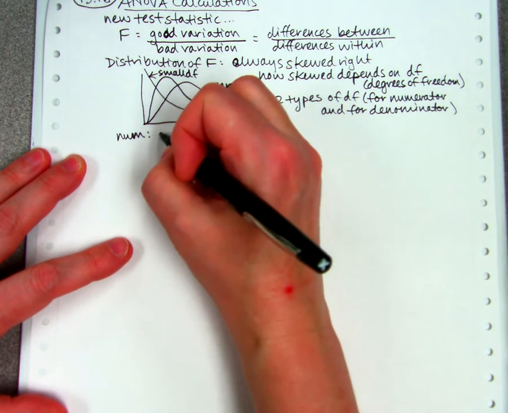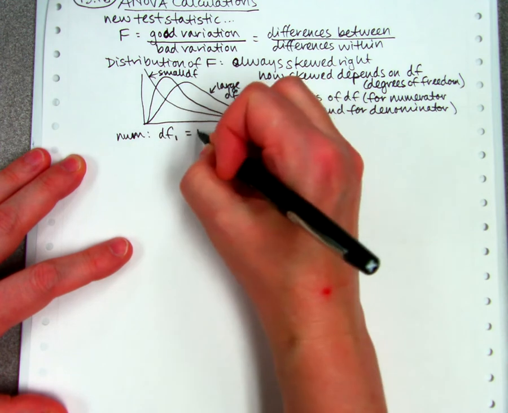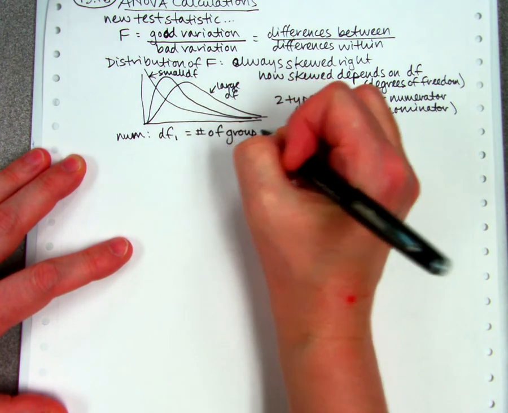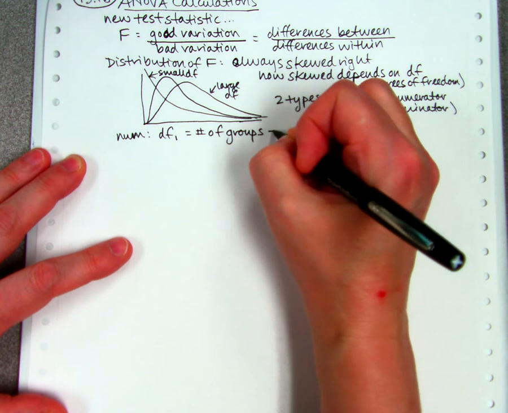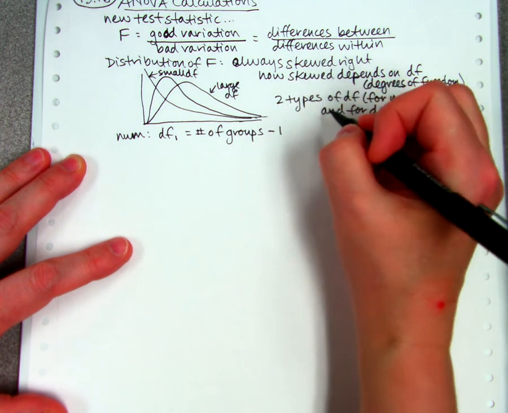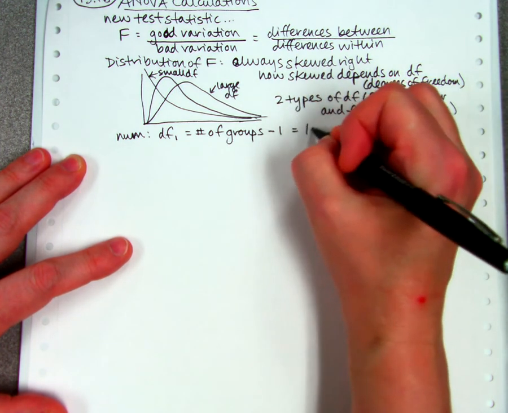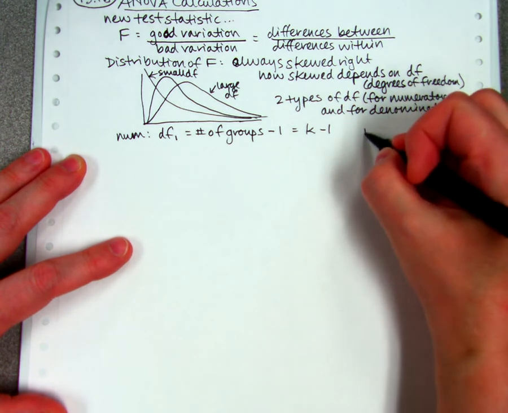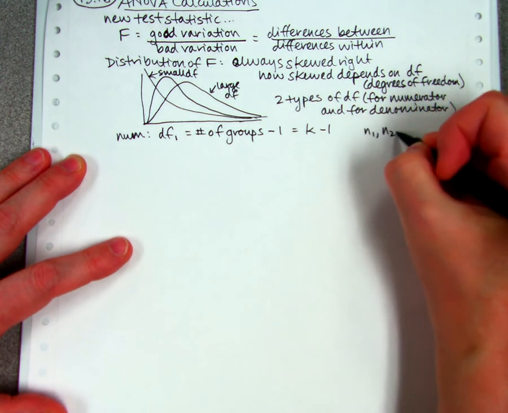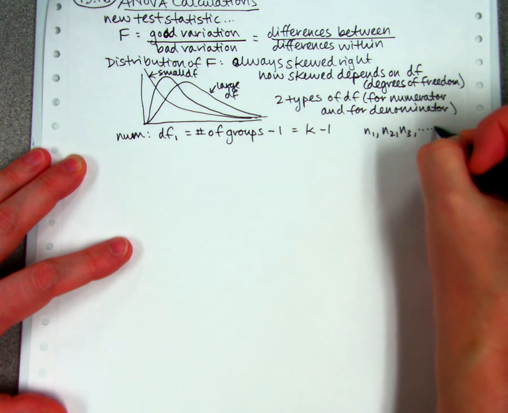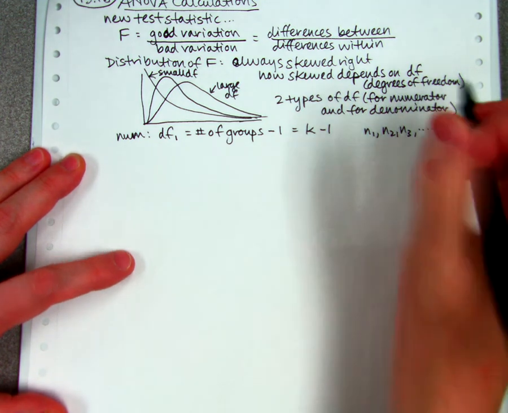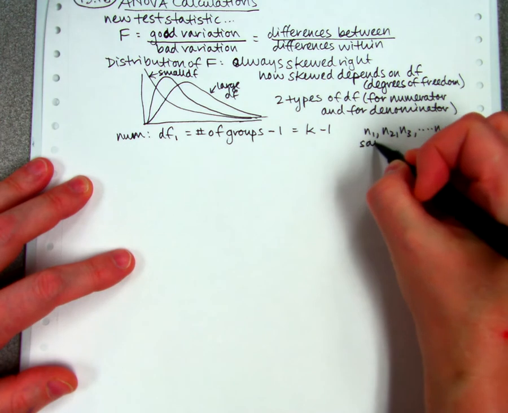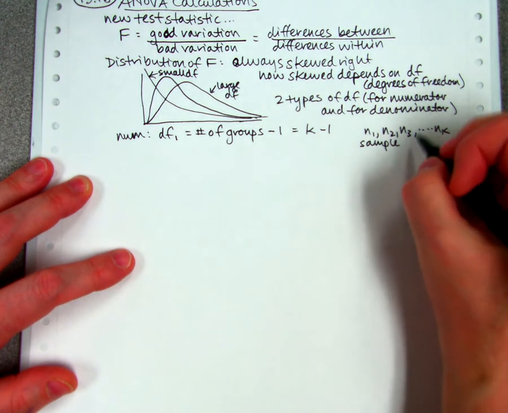So the numerator df, we're going to call it df1, is the number of groups minus 1. And remember, we can have as many groups as we want. Usually there's 3 or more. The number of groups is called k, so that's k minus 1. So let's say we have our sample sizes, n1 and n2 and n3 and all the way up to nk. These are the sample sizes of the groups, and we're going to use them to find the other df.